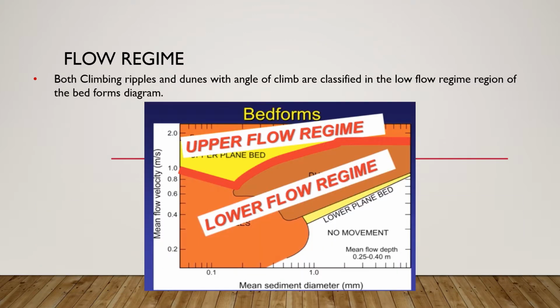The phase diagram has the mean flow velocity on the y-axis and the mean sediment diameter size on the x-axis. It tells us about the control of sediment transport and the formation of bed forms. Both ripples and dunes with an angle of climb are classified in the low flow region of the bed form diagram. In this particular velocity window, the flow conditions were not very fast, but also just had the right energy to transport the sediments.